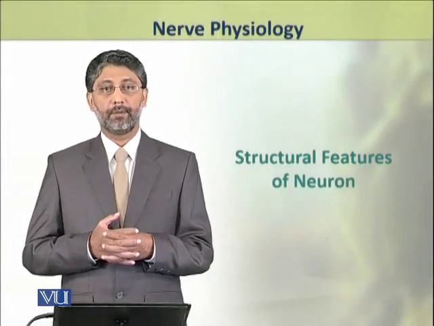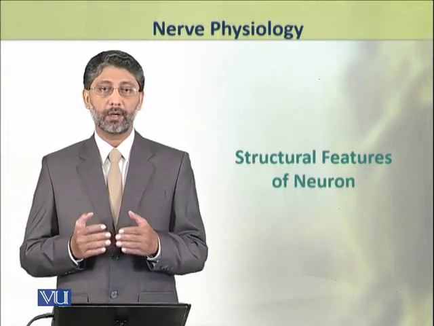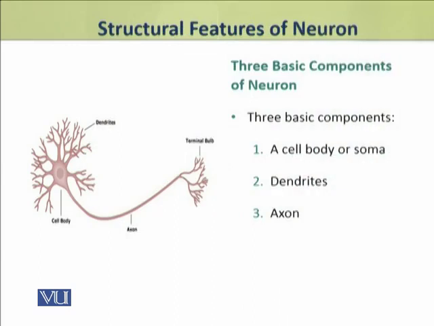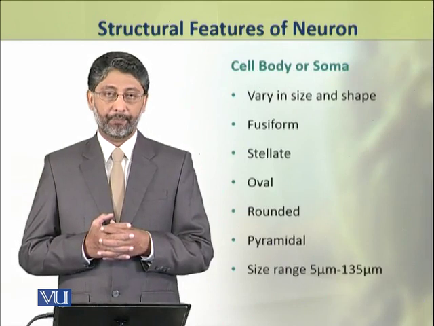Dear students, in this module, we shall discuss the structural features of neuron. A neuron has three basic components. The first is a cell body, which is also known as soma. The second component is the dendrites, and the third component of a neuron is the axon. We shall discuss these parts in detail.